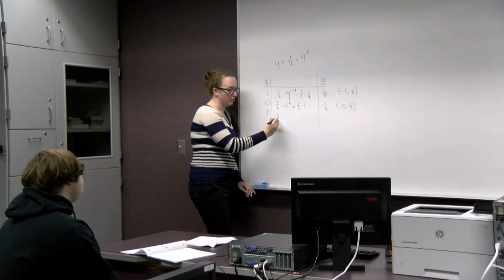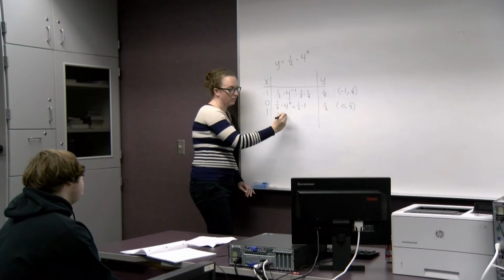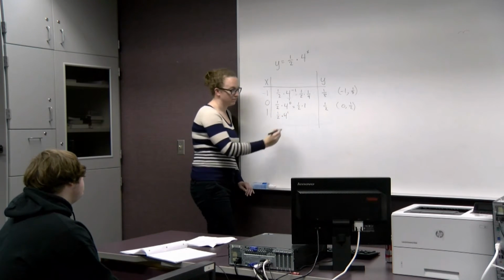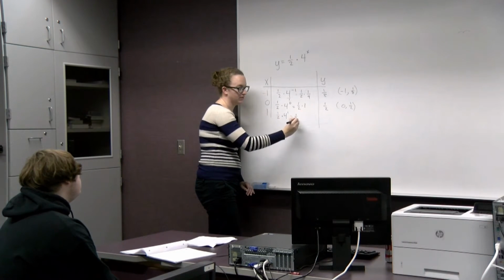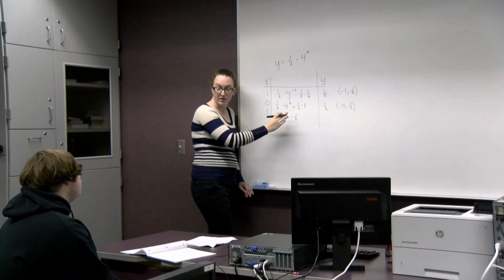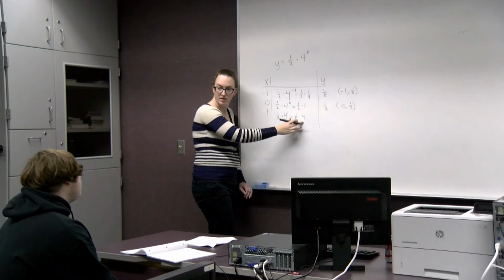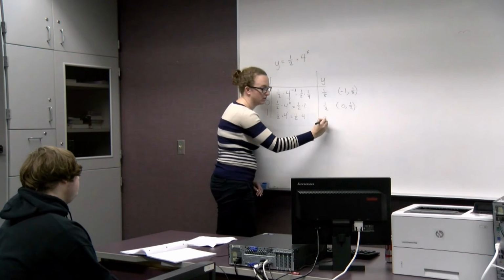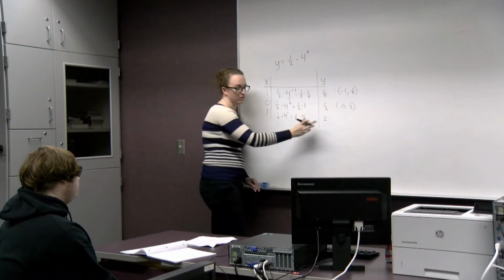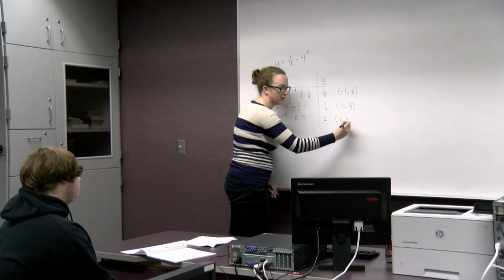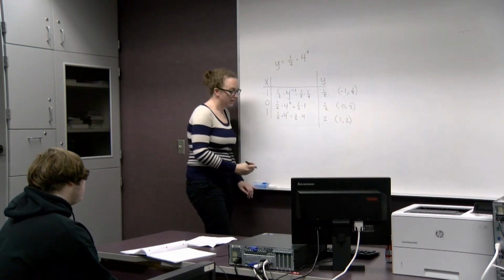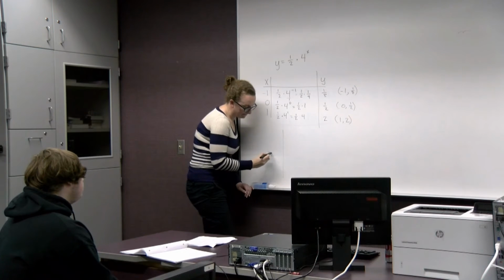Let's plug in one more point. We've got 4 to the first power. We have 1/2 times anything to the first power, which is itself. So we're going to have 1/2 times 4, and half of 4 is 2. So we're going to have the ordered pair 1, 2.